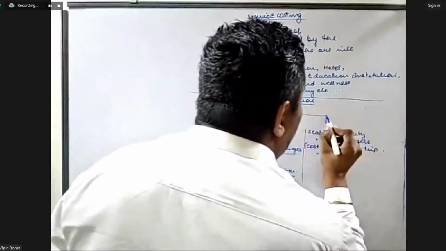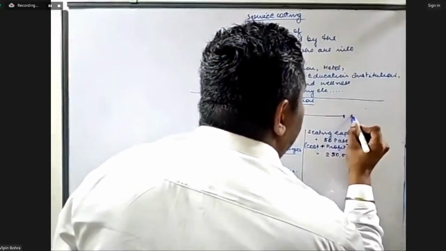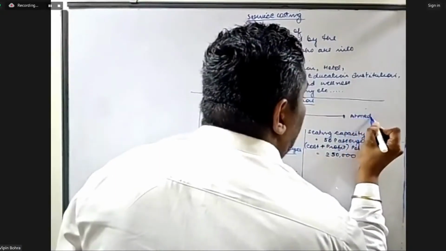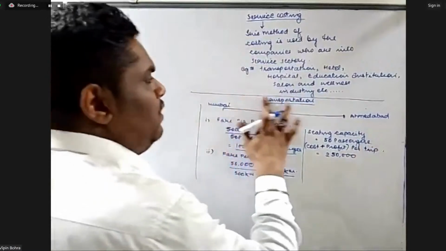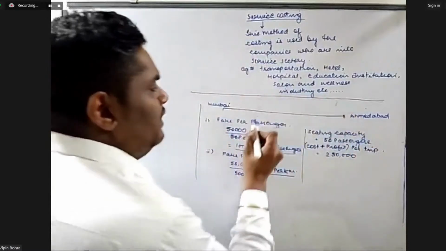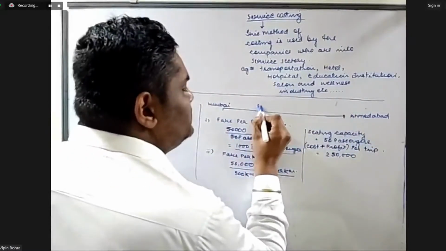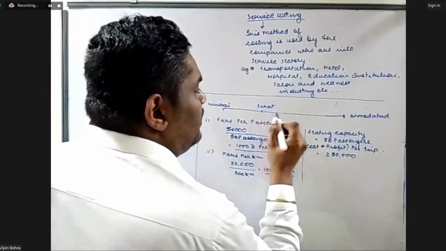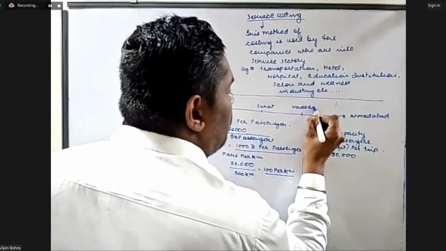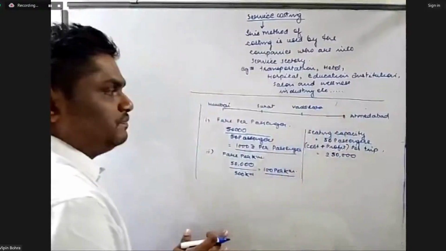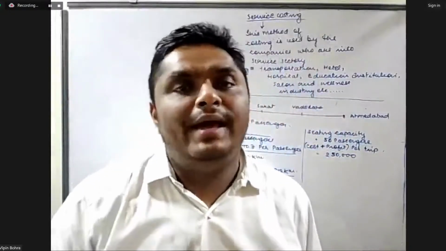Now, let's say the bus is taking halt at the intermediate station. Let's say Mumbai to Surat first, then Surat to Vadodara. Now the point is how I will be calculating the fare.